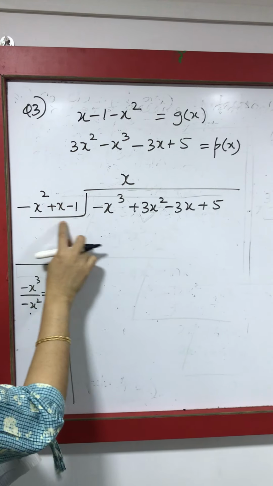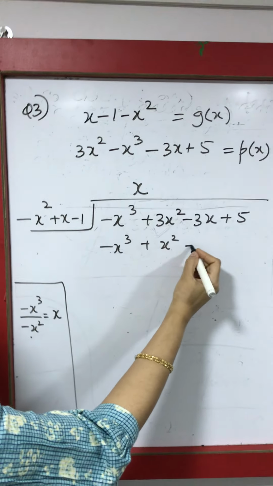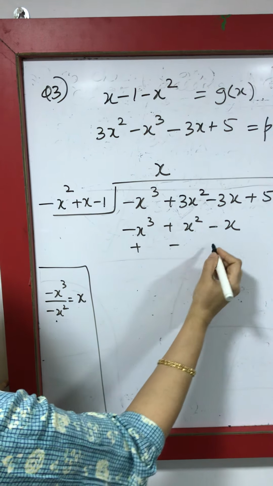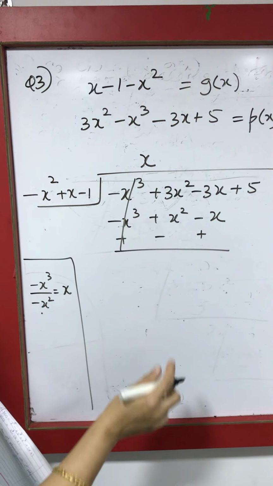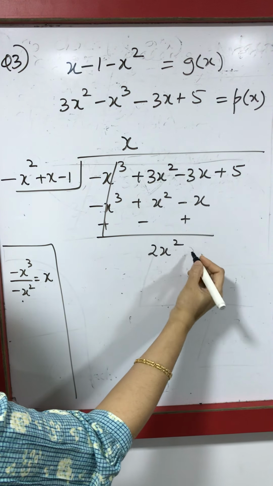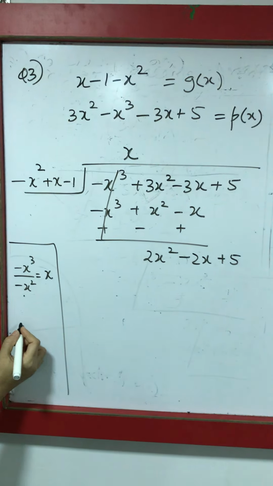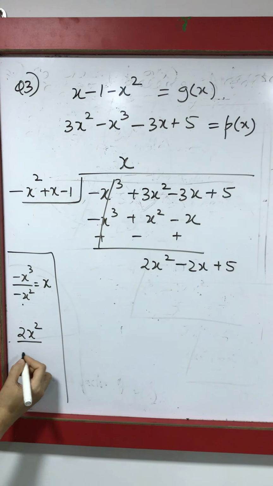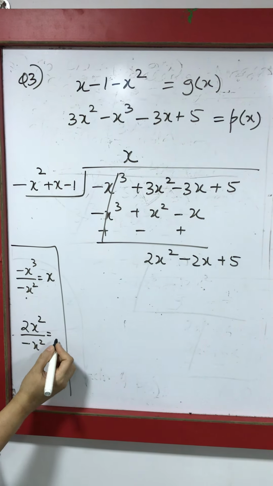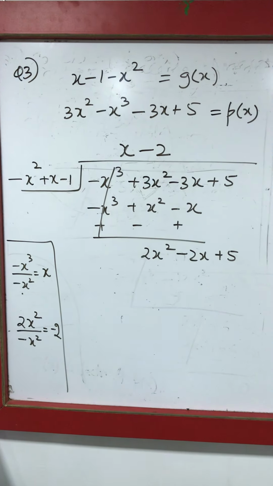X is multiplied with all these three numbers. Change sign to cancel the first term. Difference of this is 2x square. The difference here is minus 2x. We bring 5 down. The next term is found by dividing 2x square by minus x square. So value is minus 2, which is the next term of the quotient.